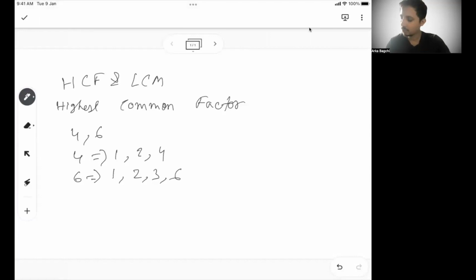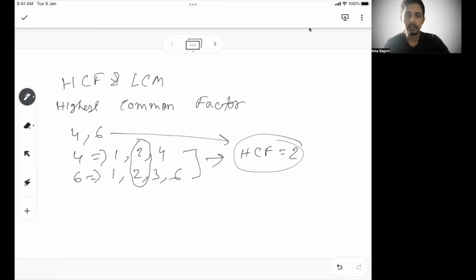Now, if I compare these two, I can see 2 is the highest common factor between both of them. 3 and 6 are not factors of 4, and 4 is not a factor of 6. So 2 is the only common factor. So we can say HCF is equal to 2. So 4 and 6 has an HCF of 2, right? This is what we mean by the highest common factor.